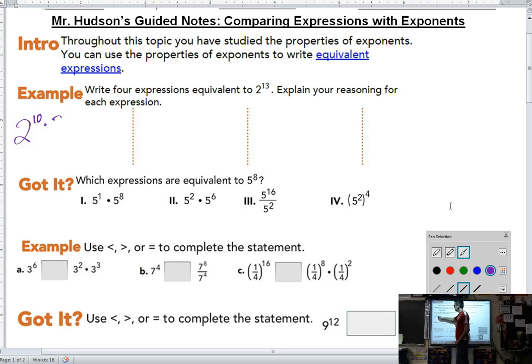Why? We already covered this. If you did 2 to the 10th plus 2 to the 3rd, you do 2 to the 10th and 2 to the 3rd, then add them together. If we're multiplying, we multiply these values. There's 10 twos here and 3 twos here. So in total, when I have a string of multiplication, that has 13 twos.